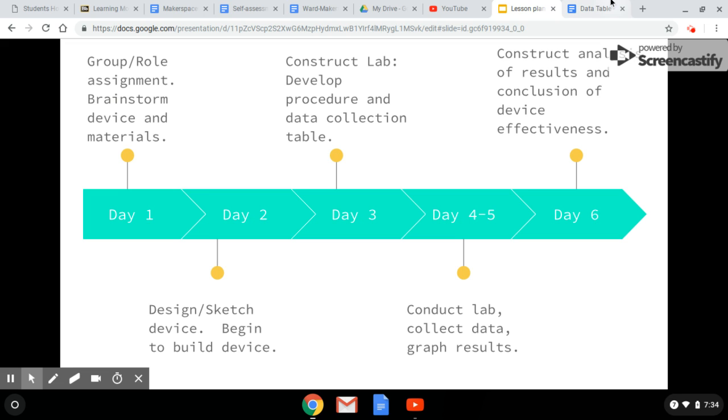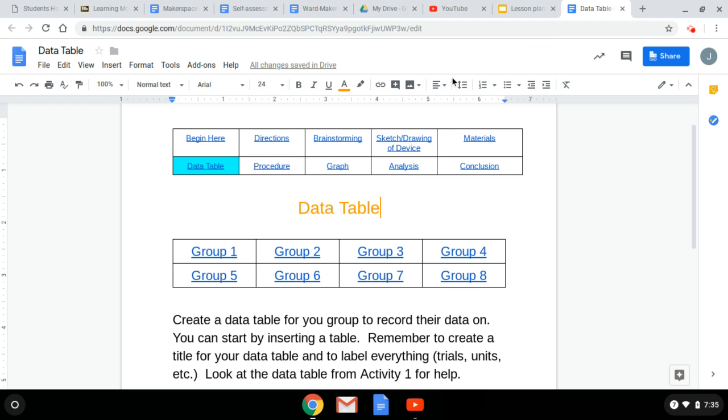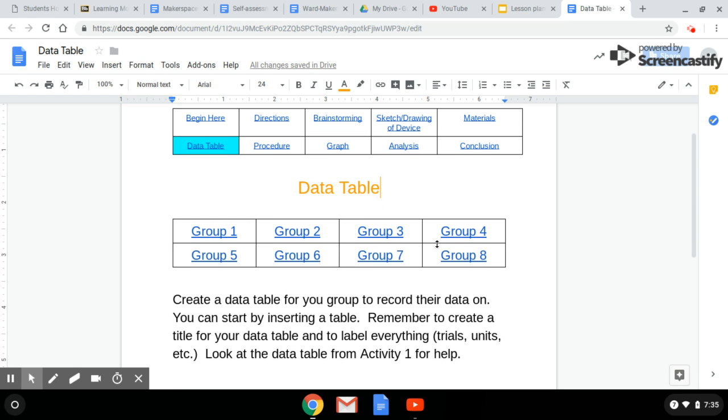Just to give you a snapshot of what the Google Doc would look like, I created something in an applied technology course, and I've actually used the same setup for multiple lessons, so students get used to the setup of it. This is just a snapshot of a data table page. Each portion up at the top here is a different tab, and this one just happens to be on the data table tab. And each group has their own page where they're going to create their data table.